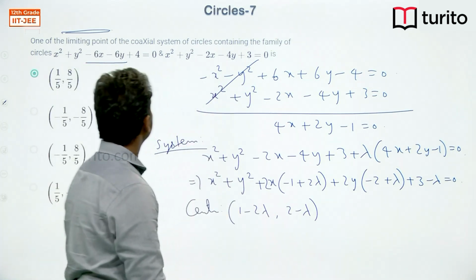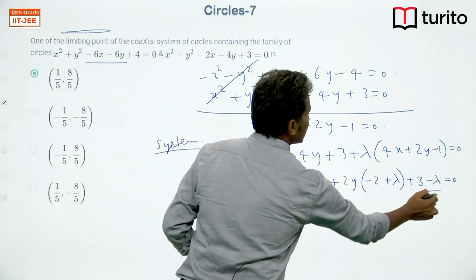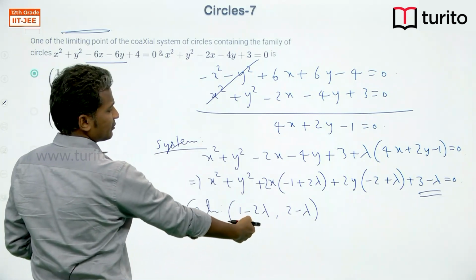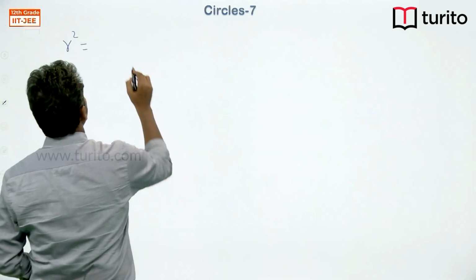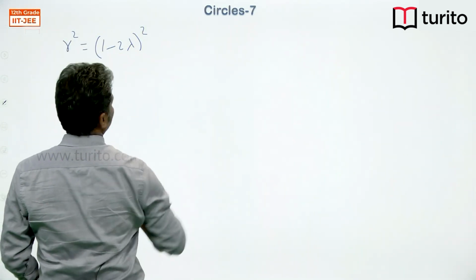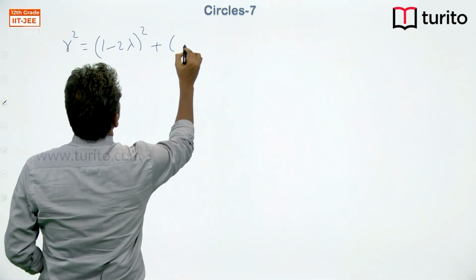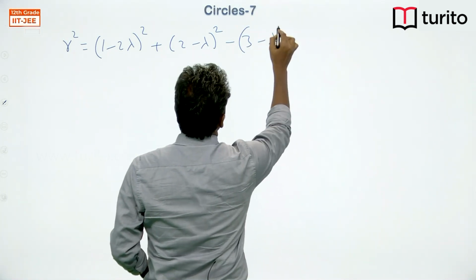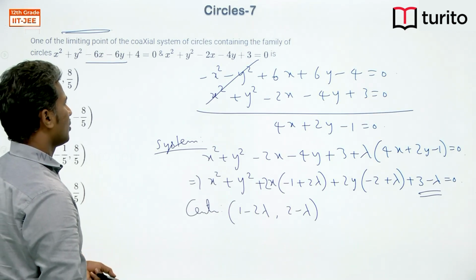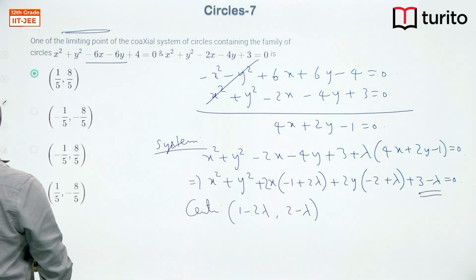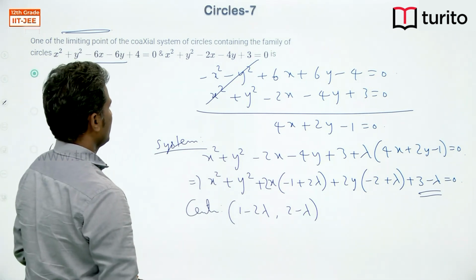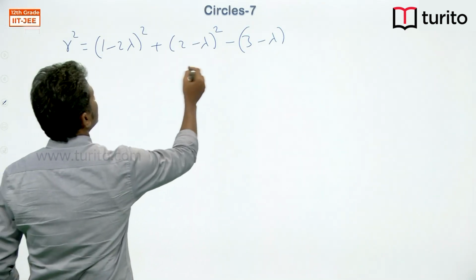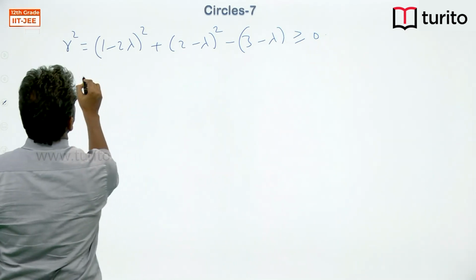Now, what will be the radius? Because the constant term is 3 minus lambda, the radius can be written like this. Radius square is equal to the x coordinate of the center and the y coordinate of the center, both squared and added. So, (1 minus 2 lambda) square plus (2 minus lambda) square minus (3 minus lambda). This radius square must be non-negative. So, let me just work this out.